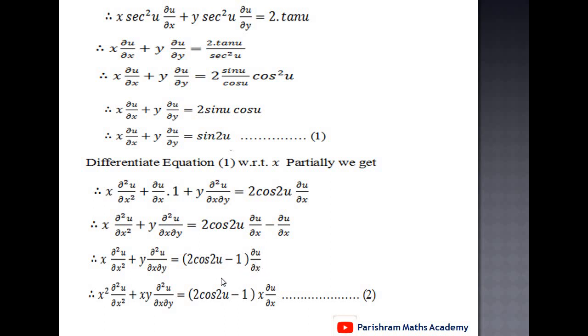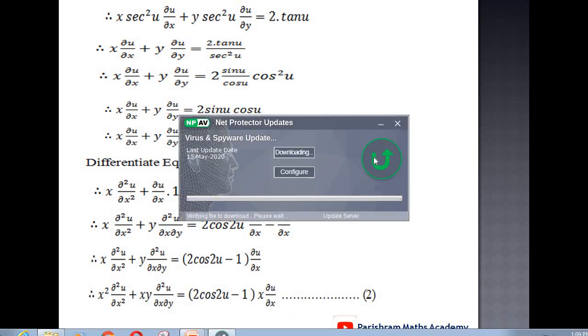Then multiply by x on both sides. We get x² into ∂²u/∂x² plus xy into ∂²u/∂x∂y equal to 2 cos 2u minus 1 into x into ∂u/∂x, which is equation 2.